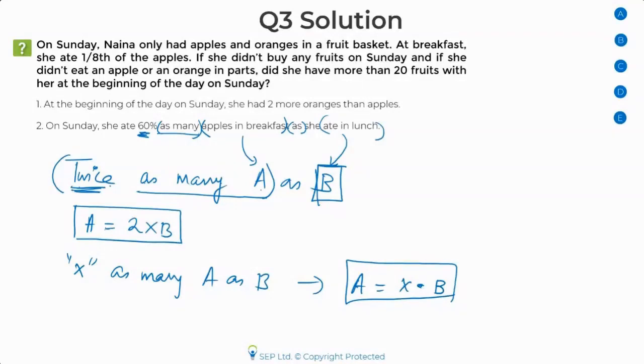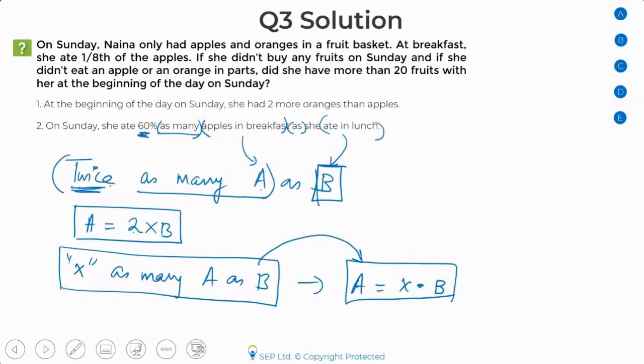So I hope this part is clear, guys. Twice as many A as B means you simply take the twice part here and write it. So I've generalized it for you. You can make a note of it. In the exam, if you get it, you can directly jump on and write it like this, instead of wasting time thinking, what could be the meaning of it? I hope you have noted this down so that I can go to the previous part.